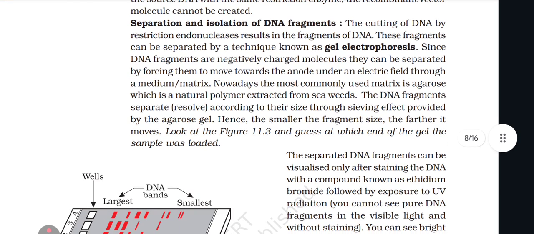Hence, the smaller the fragment size, the farther it moves. Look at figure 11.3 and guess at which end of the gel the sample was loaded.